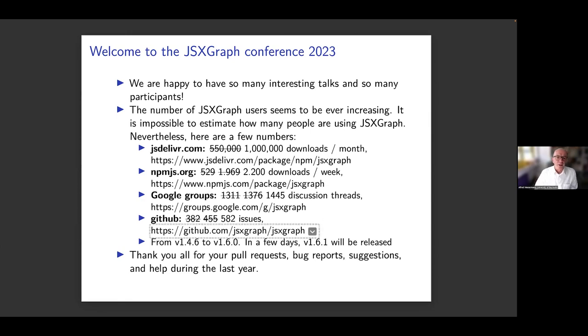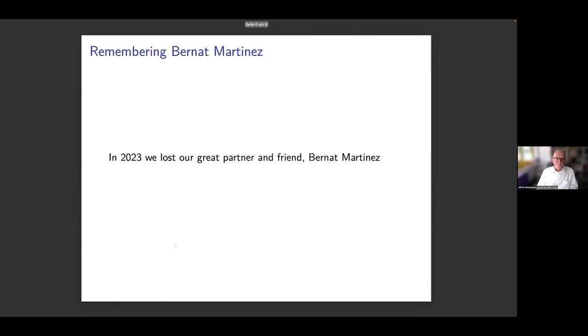Release-wise, since the last conference, we moved from 1.46 to 1.60. And in a few days, actually maybe on Friday, we will go up to 1.61. I will say a few things about it in the workshop. And again, thank you all for your pull requests, bug reports, suggestions, and any kind of help you provided during the last year. Thank you.